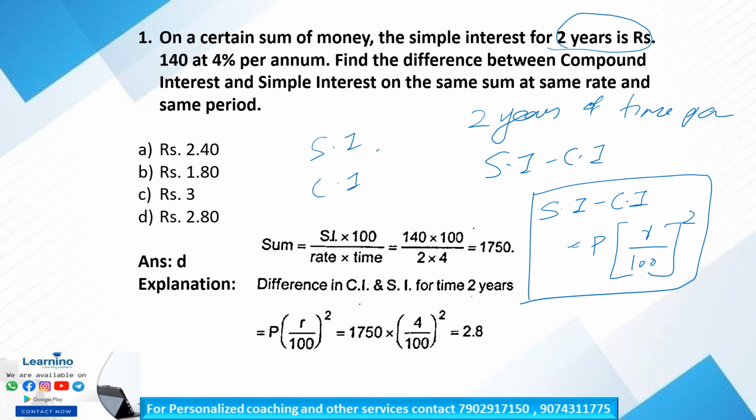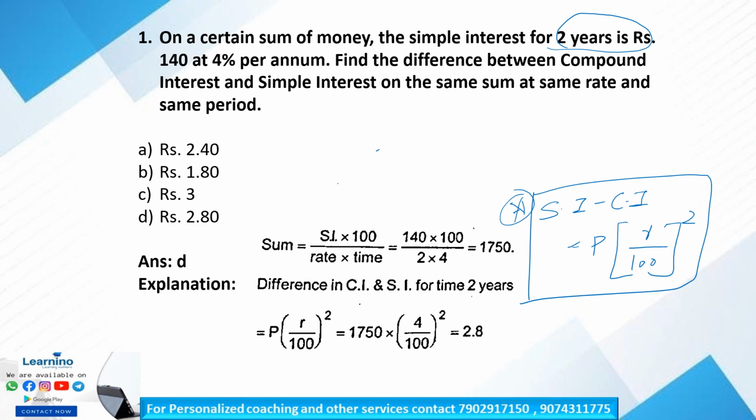It will be far better than calculating the simple interest and compound interest separately and then finding the difference. This is a better option according to me. So our question is, on a certain sum of money, the simple interest for 2 years is rupees 140 at 4% per annum. Find the difference between the compound interest and simple interest on the same sum at the same rate and same period.